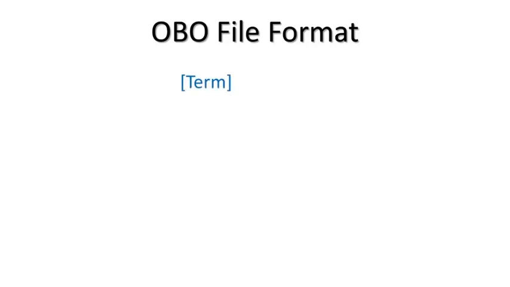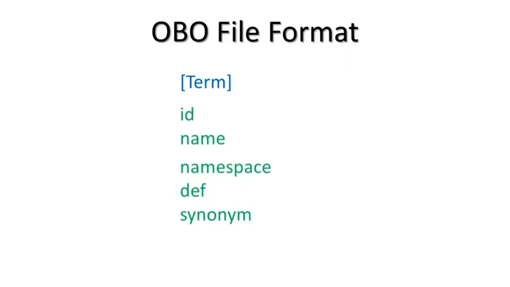Here, each concept is named a term. Each concept has a few properties defined, including a unique ID, a name, a namespace, which specifies which of the three categories the term belongs to. Def is the definition of the term. Synonym lists all the synonyms and acronyms of the name. Finally, there is the definition of the concept's relationship with other concepts, such as is_a.